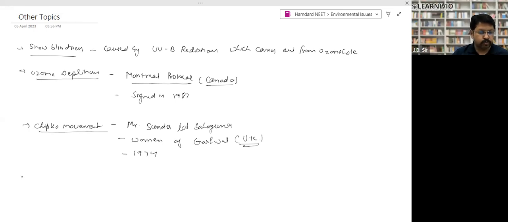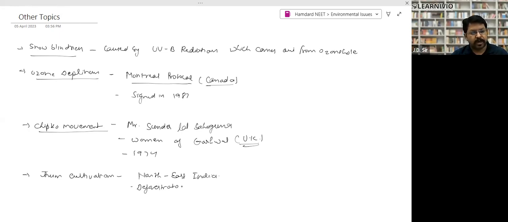There is one more thing, Jhum cultivation. Does anybody know about Jhum cultivation? Jhum cultivation was popular in the northeast part of India. It is banned now. Actually, do you know what Jhum cultivation was? It was a type of deforestation.